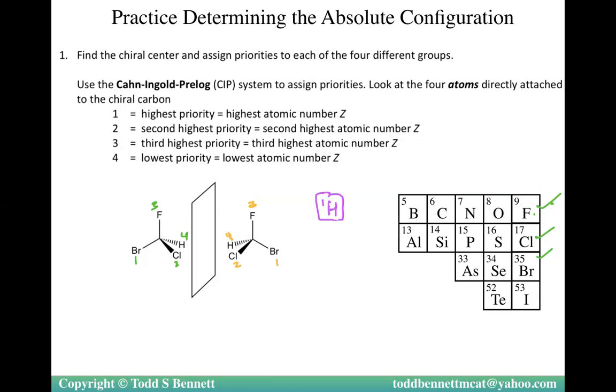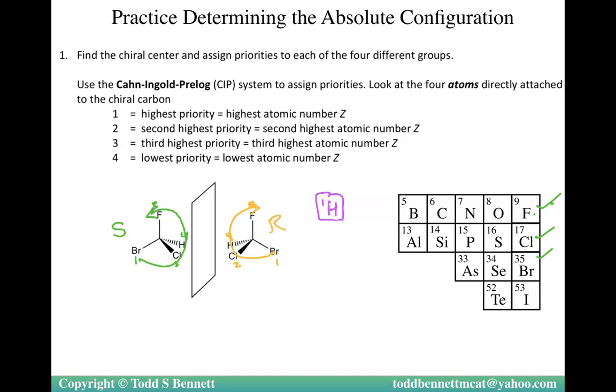But then if you recall, we're supposed to align it so number 4 is in back, which is true. Number 4 is behind the plane. This one, number 4 is behind the plane. So if I draw a circle from 1, 2 to 3 with H in back, this is counterclockwise, so it is an S chiral center. And this is 1, 2, 3, H in back, so that would be an R chiral center.